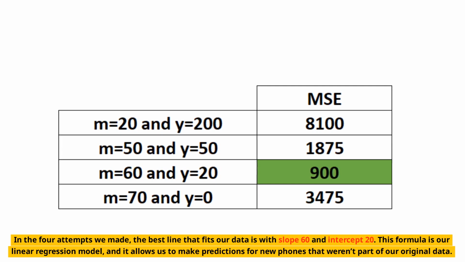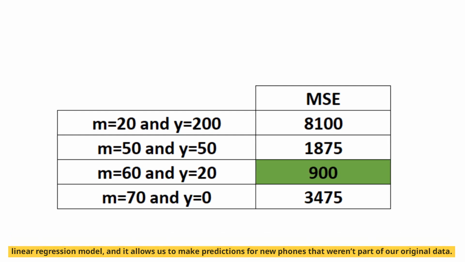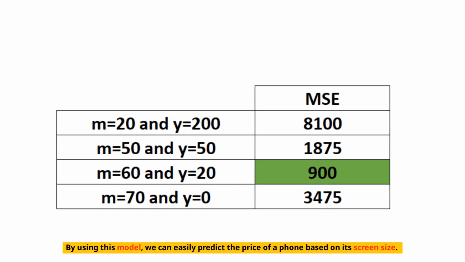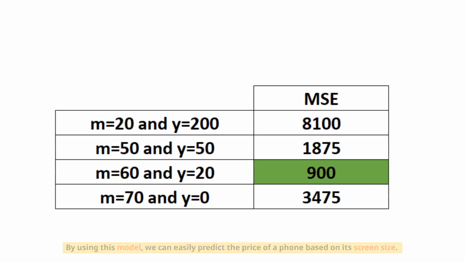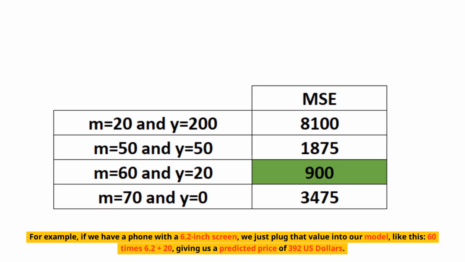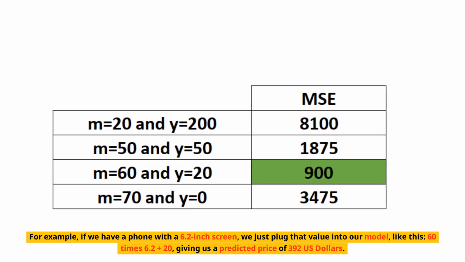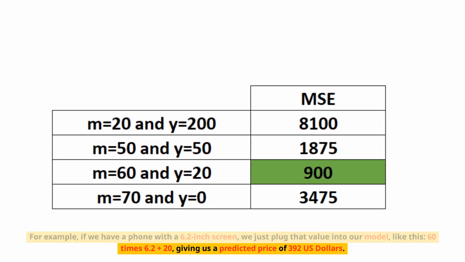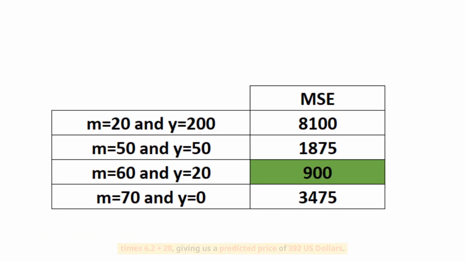This formula is our linear regression model, and it allows us to make predictions for new phones that weren't part of our original data. By using this model, we can easily predict the price of a phone based on its screen size. For example, if we have a phone with a 6.2-inch screen, we just plug that value into our model like this: 60 times 6.2 plus 20, giving us a predicted price of $392.